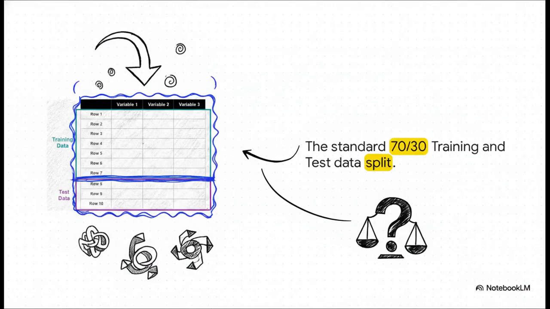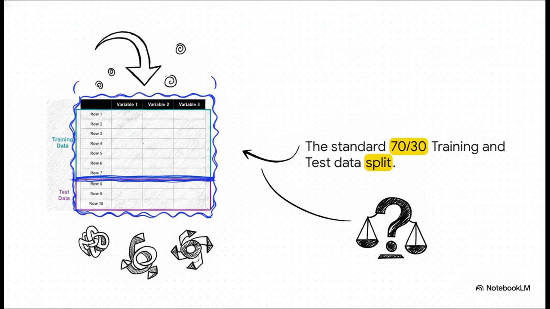Normally, you take your cleaned data set, you shuffle the rows so there's no weird sequential bias, and you split it. A 70-30 or 80-20 split is super typical. You use the top 70% to train your model and hide that bottom 30% to test it later. It's a great, necessary first step.